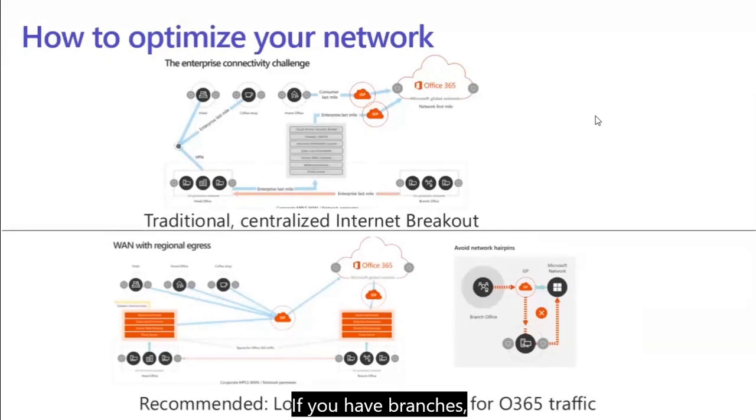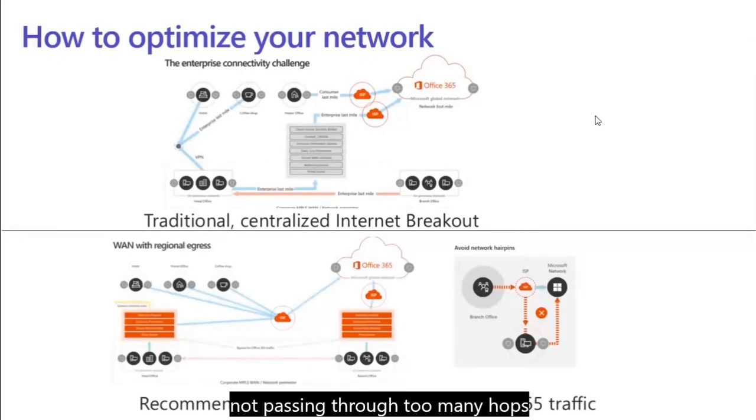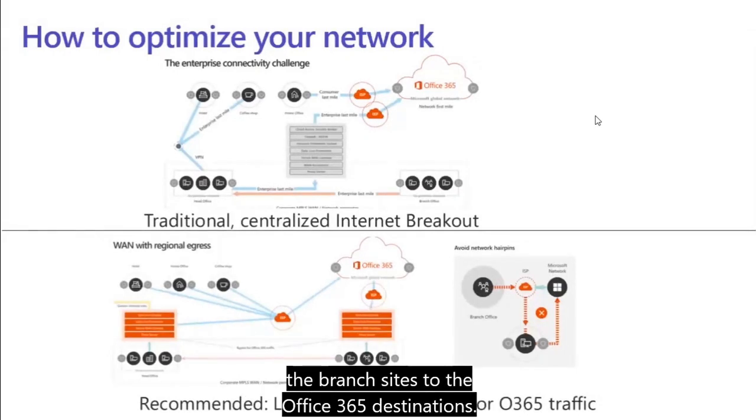If you have branches that are using centralized routing, ensure that the clients from the branch side are not passing through too many hops and don't cause a lot of latency within your corporate networks. As much as possible, try to have direct routes from the branch sites to the Office 365 destinations.